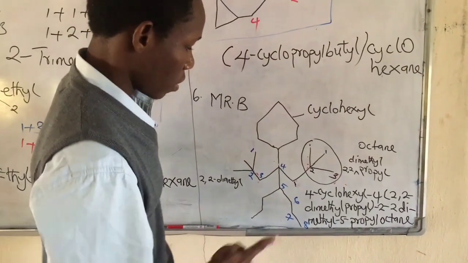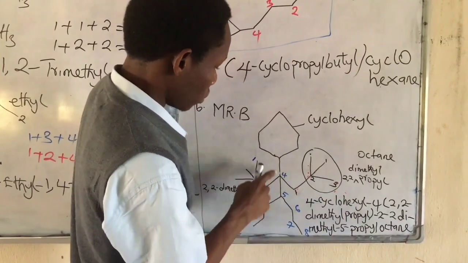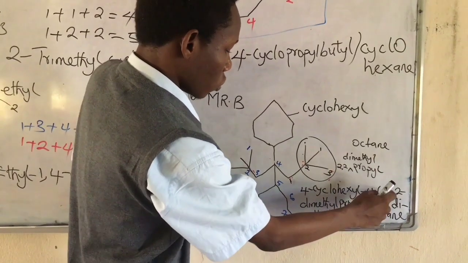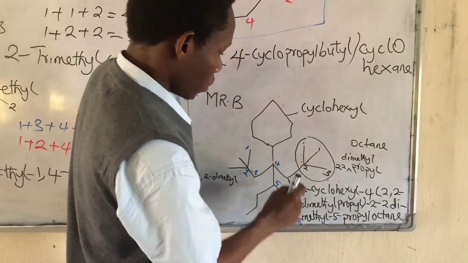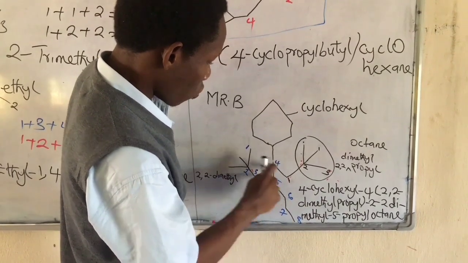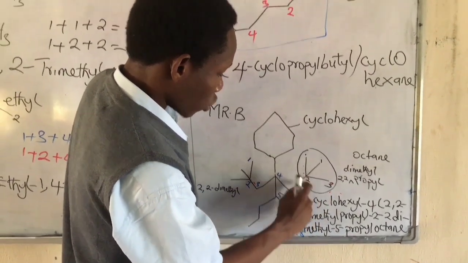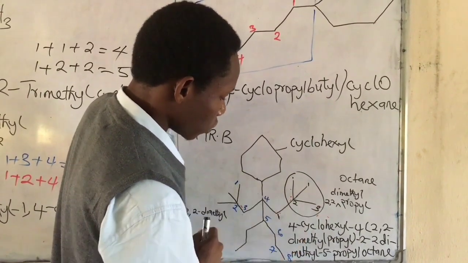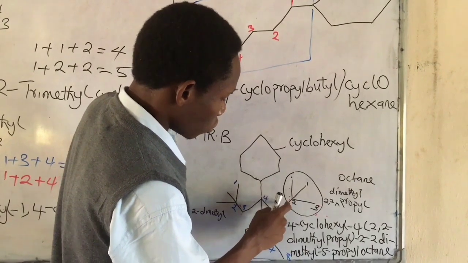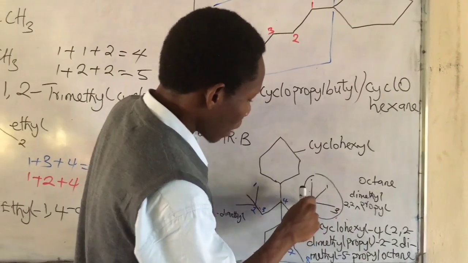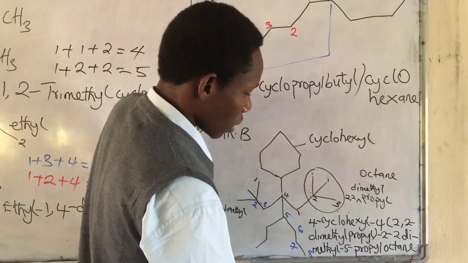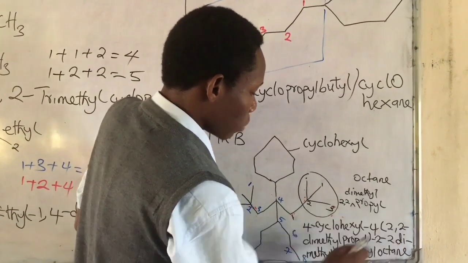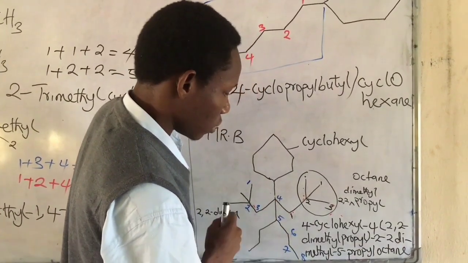Let's explain this again. We have 4-cyclohexyl. This cyclohexyl substituent is on carbon 4. We have 4-(2,2-dimethylpropyl). On this carbon 4, we have a substituent. And what is the substituent? 1, 2, 3. Propyl substituent. On this propyl substituent, we have 2 methyl. We have 2 methyl groups on carbon 2 of the propyl substituent. And that is why we said 2,2-dimethylpropyl. This 2,2-dimethylpropyl is on carbon 4 of the longest chain.